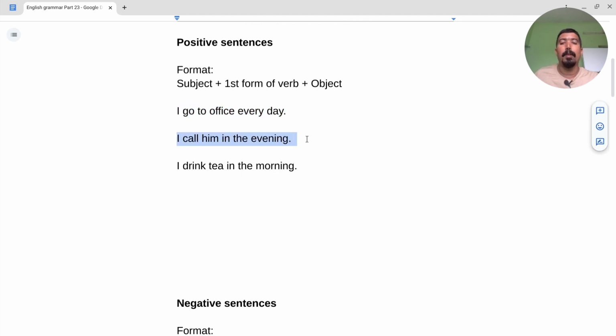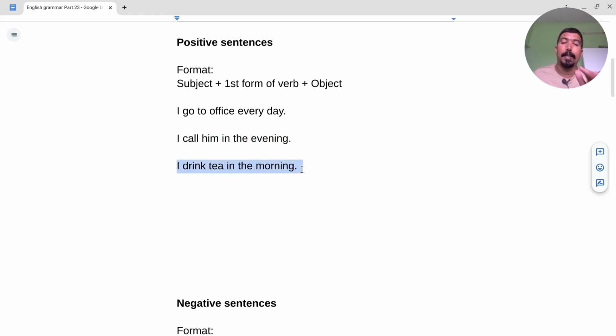I call him in the evening. That means you call him every single day, or it can be in the evening. It is said already in the evening, that means every evening. Every day in the evening you have a habit of calling him. That is what you do in a repetitive manner. Got it? I call him in the evening. That is my habit, that is my repetitive action. That is why we use call, the first form of verb.